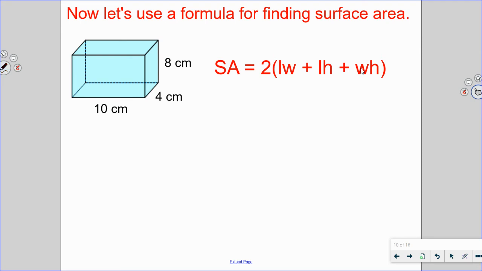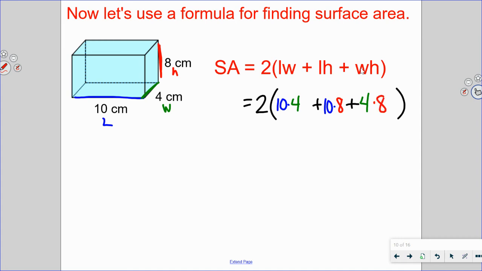So again, let's say you didn't just do that with the nets. I will advise you very strongly to set up something and identify it as the length. So for instance, anywhere I see an L, I'm now going to write a 10. Anywhere I see a W, I'm going to determine that 4 is the width, so I'm going to write a 4. And last but not least, anywhere I see an 8, I'm going to call that the height. So anywhere I see an H, we're going to substitute an 8. And again, pretending that you didn't just do this problem, that means we have 40 and 80 and 32.